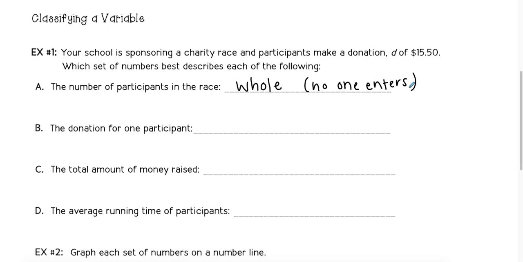All right, so the donation for the participant. So we're talking about 15.50. What is the most specific subset of 15.50? Well, it's real, obviously. Next, is it rational or irrational? This is rational because I can write that as a fraction, 15 and 1/2. And then the next question is, is it an integer? So an integer does not have decimals. Well, no, it's not an integer because there's decimals. So the most specific I can get on this is rational.